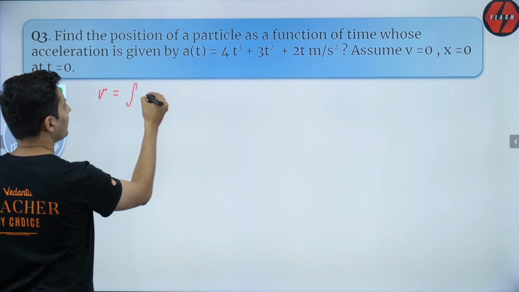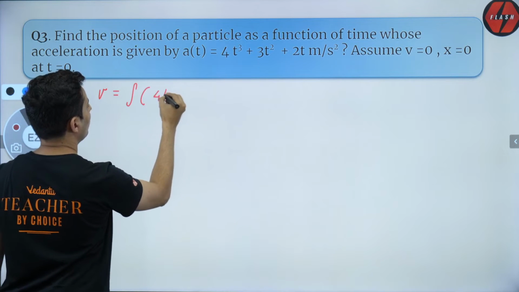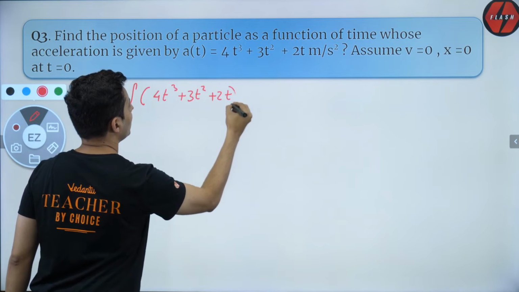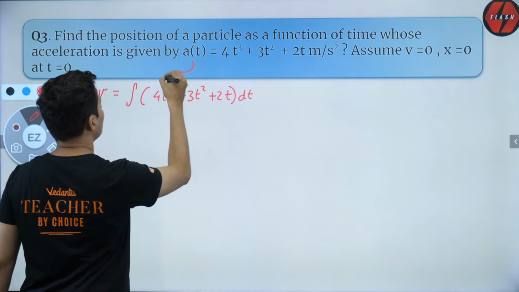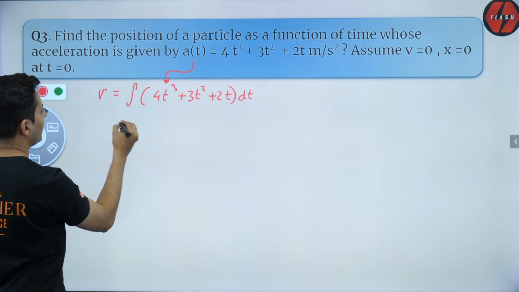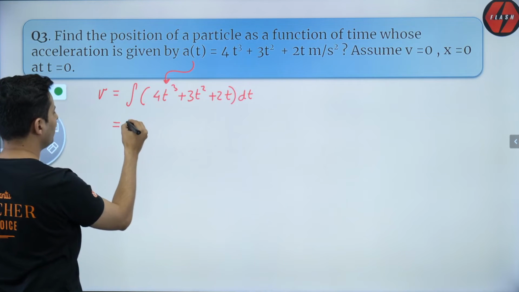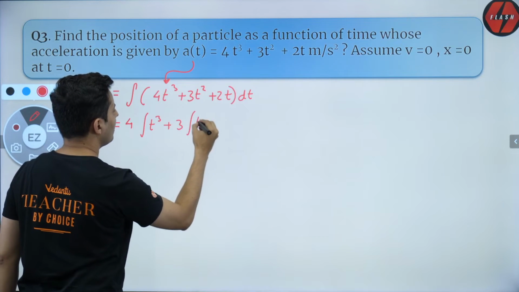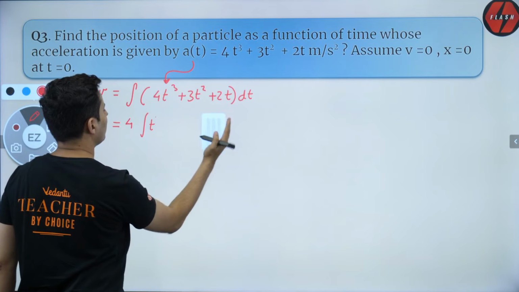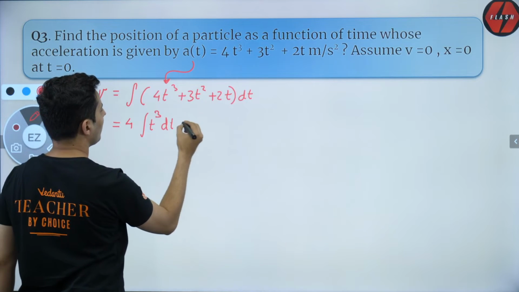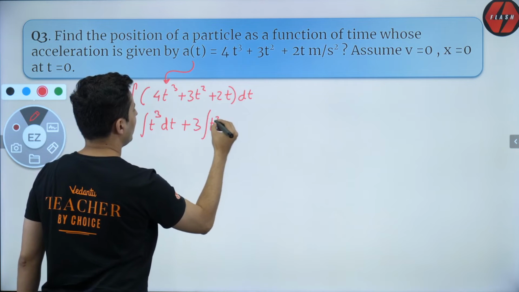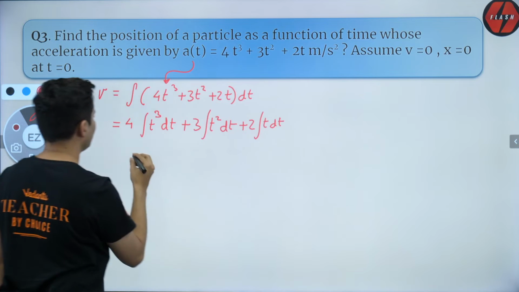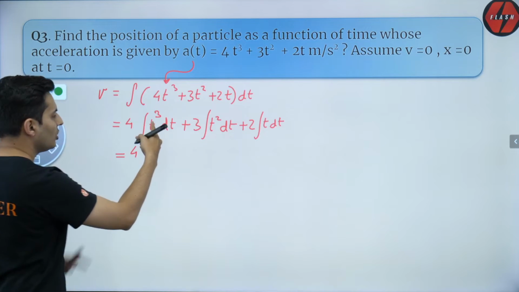Velocity will be integral of acceleration, which is 4t cube plus 3t square plus 2t dt. I've just used the acceleration value over here, nothing else. So just split up the terms, guys. So integral 4t cube dt plus 3 integral t square dt plus 2 t dt. I just have to put that dt also. Now just integrate this and you will see what is the answer. Use the x raised to n formula.